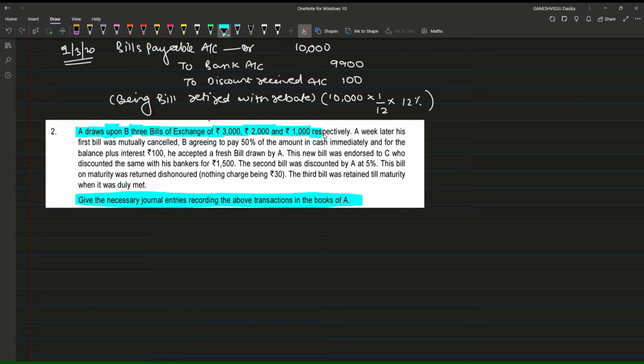A week later, the first bill has been mutually cancelled, in the sense B has dishonored the first bill of rupees 3,000. Let me write down on the right side: first bill 3,000, second bill 2,000, third bill 1,000 rupees.